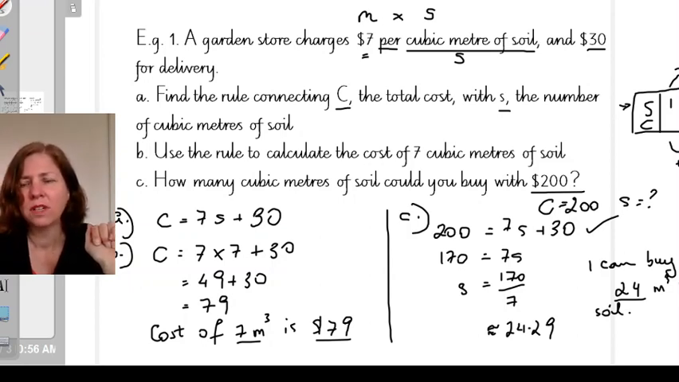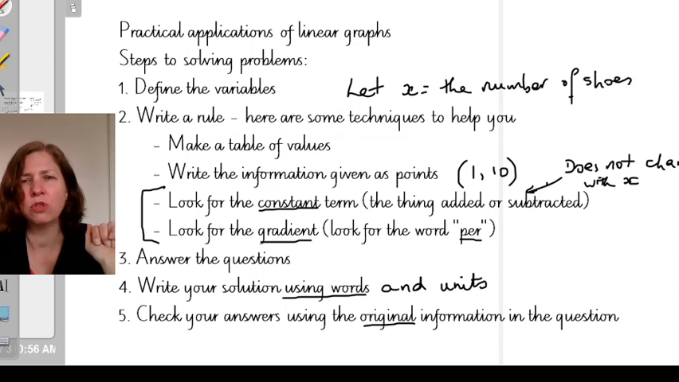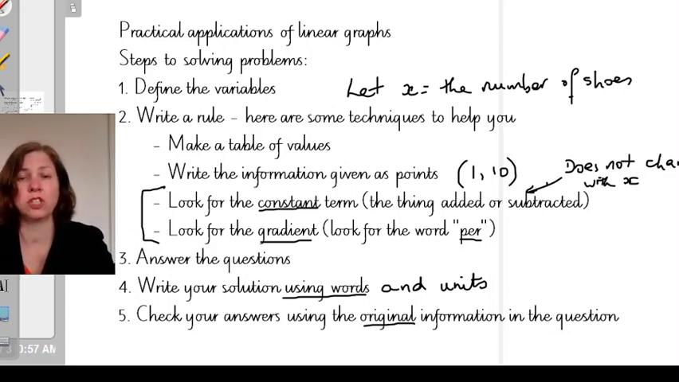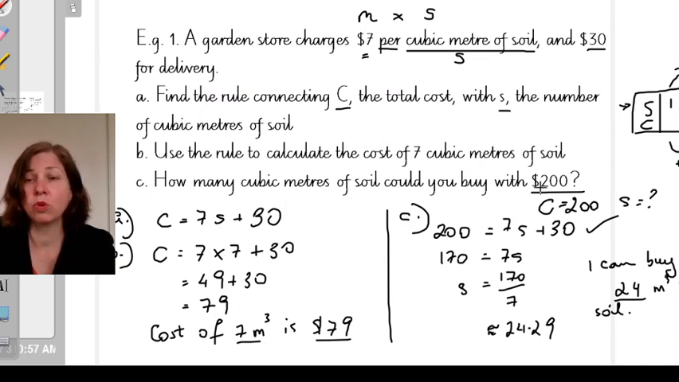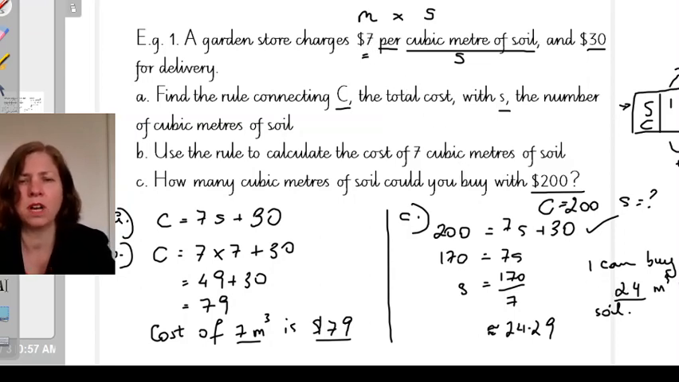Okay, so now just remember that what I have to do now is check my answers using the original information in the question. So that's definitely something that I can do for the second question. How many cubic meters of soil would you buy with 200? So let's think about that. If I've paid $200, if I've bought 24 meters cubed, let's check it. $7 per cubic meter of soil. I'm doing this on my calculator.